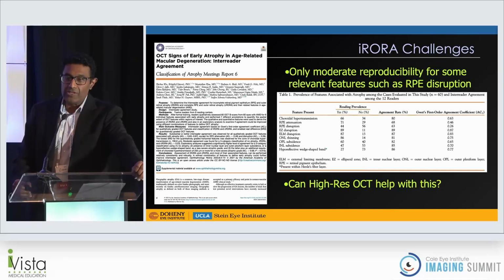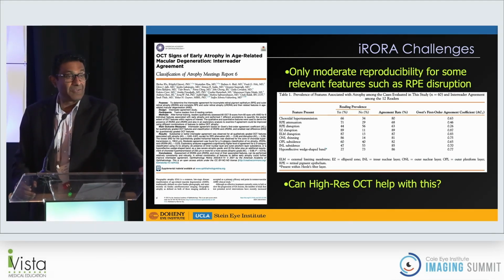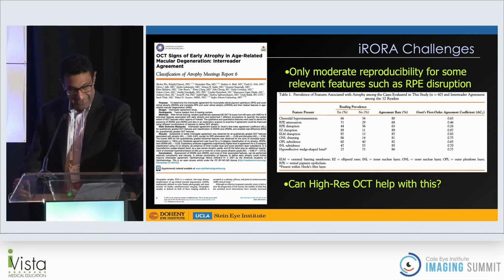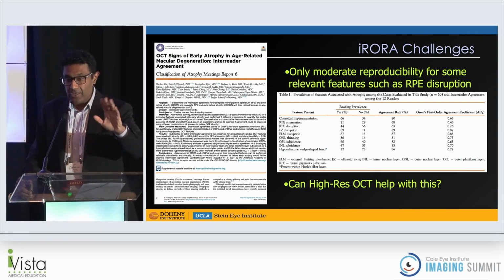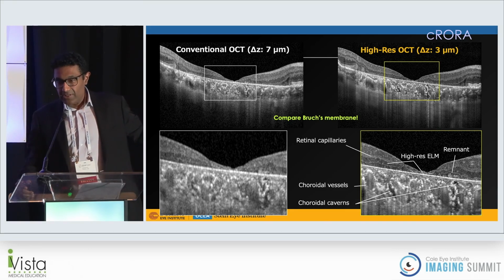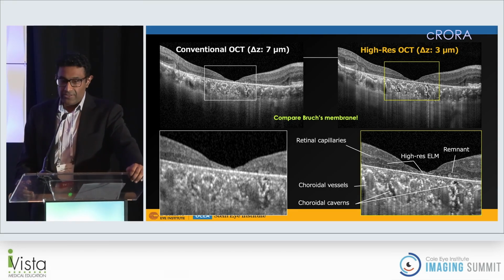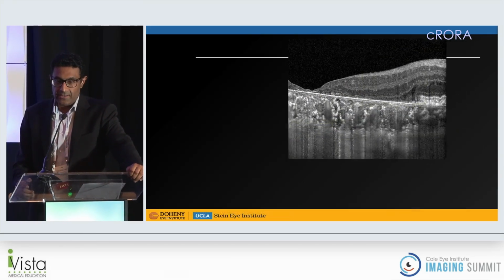But we also know that when you have multiple reading centers try to grade iRORA, it's not easy. In fact, I was hearing that complaint earlier today at another meeting. People said, I can't identify iRORA. And we know that it can be difficult. So the question is, can high-res OCT help? One of the things I want to highlight is that you can really appreciate with high-res OCT the true thinness of Bruch's membrane. And I think you can really appreciate the difference in that measurement.